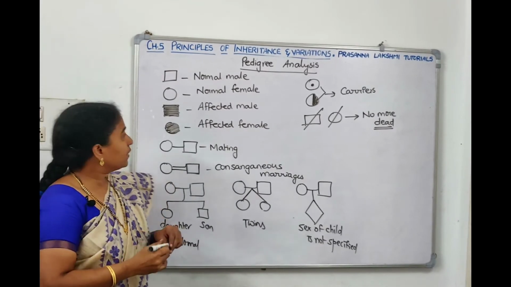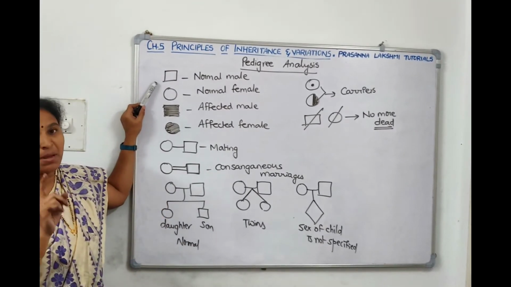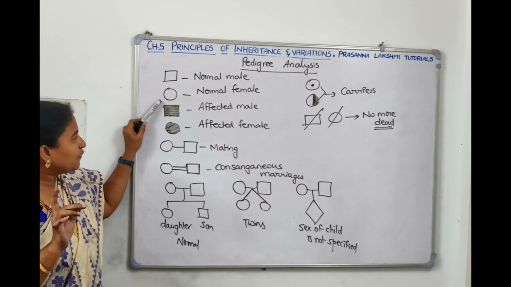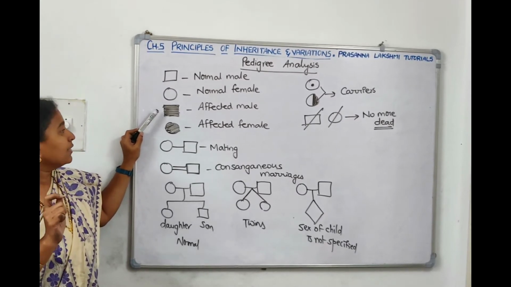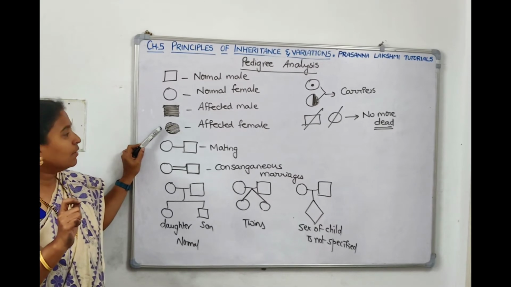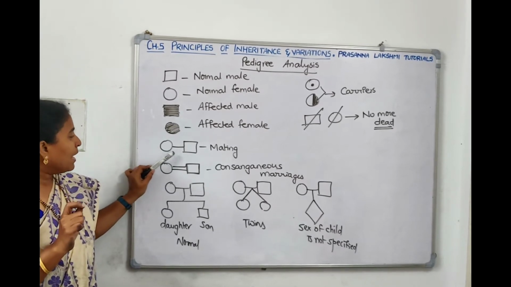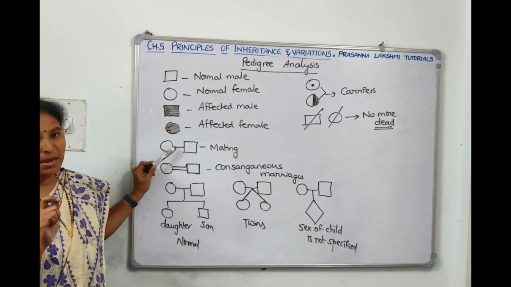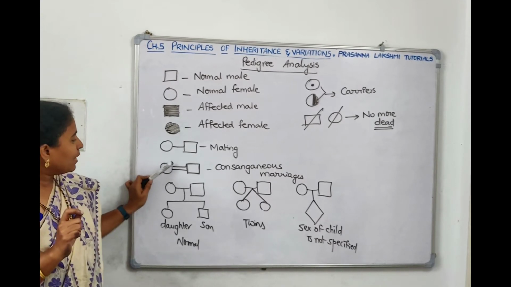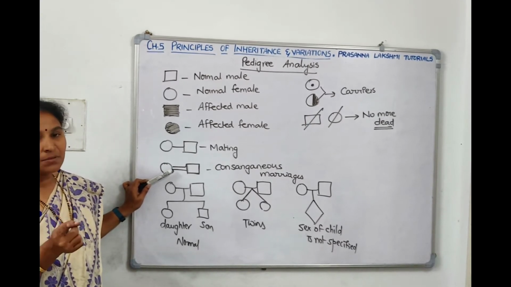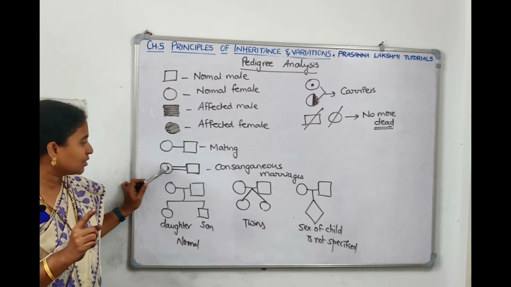Now let us see what we discussed. This symbol is for a normal, healthy male. This is for a healthy female. This filled symbol is an affected male. A filled circle denotes an affected female. Male and female joined by one line denotes mating, and two lines denote that they are relatives, and such a marriage is called consanguineous marriage.